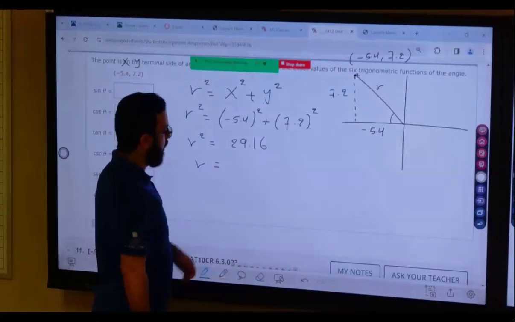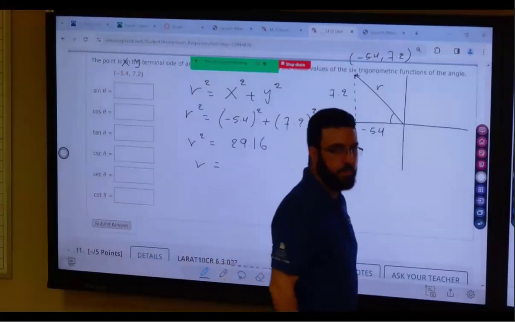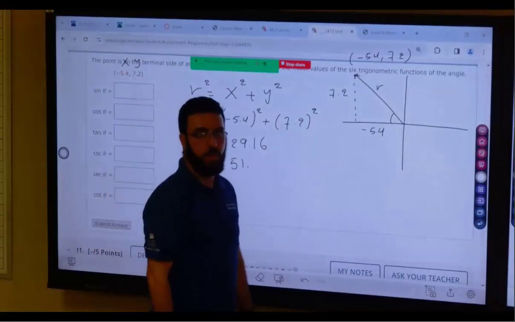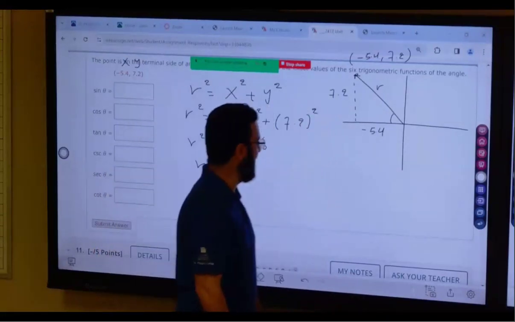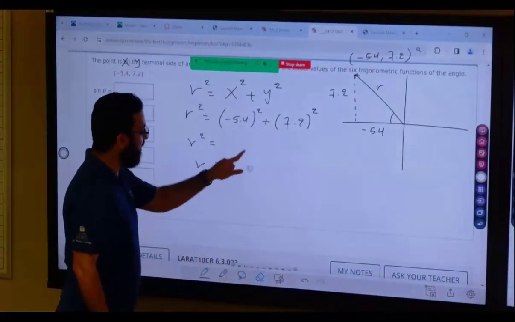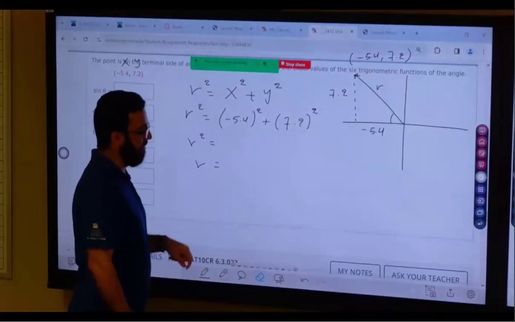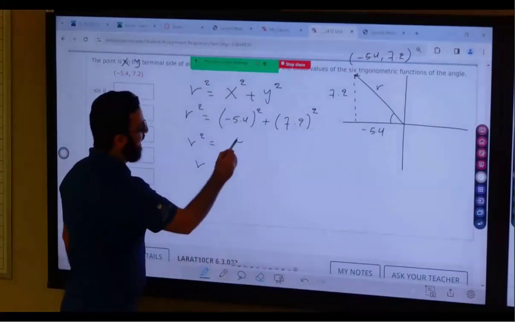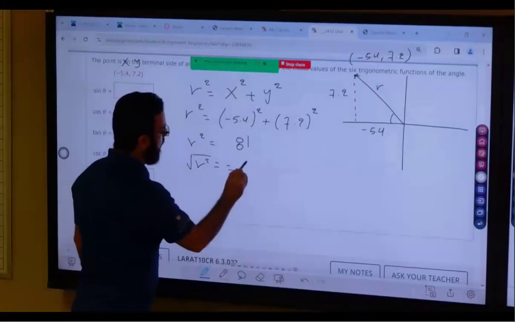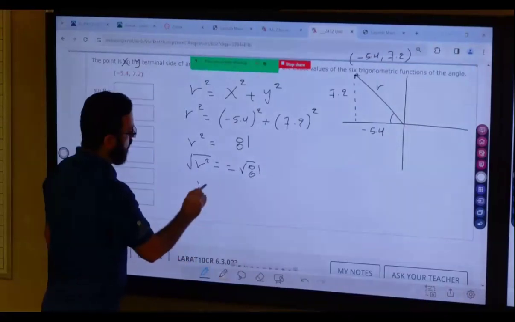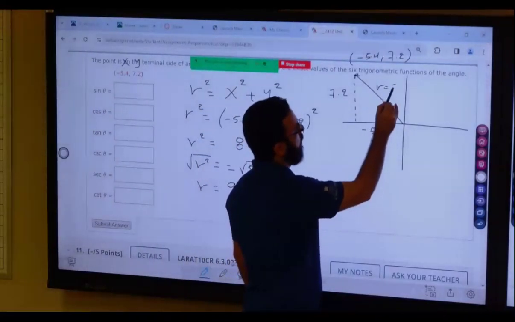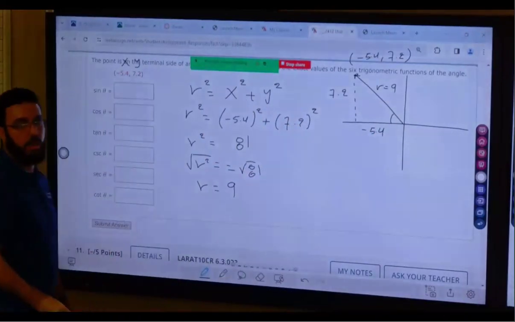So how much is going to be 7.2 squared? 51.84. Tell me the final result. R squared equal 81. Take the square root of both sides, which gives you 9. R is going to be 9. Makes more sense. So R equal 9.